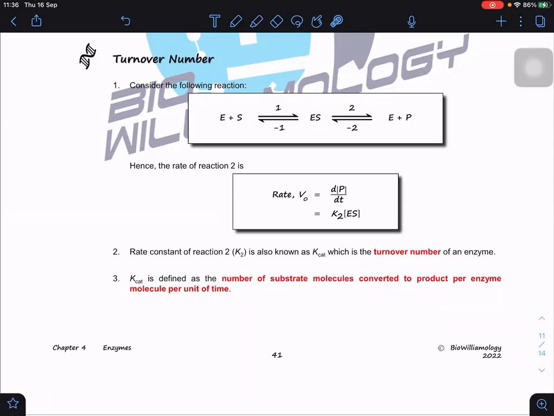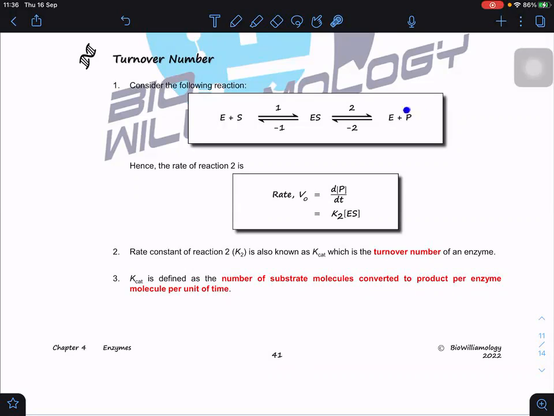Correct or not? Okay, so turnover number is described as the number of substrate molecules that can be converted to product per enzyme molecule per unit time. Now, this is very important. If we look at the definitions, don't worry about KCAT here yet, but the turnover number is defined as the number of substrate molecules that can be converted to product per enzyme molecule per unit time.